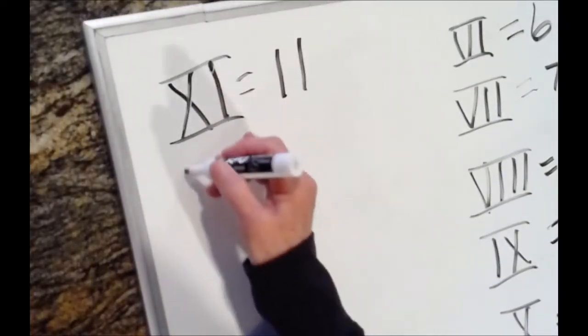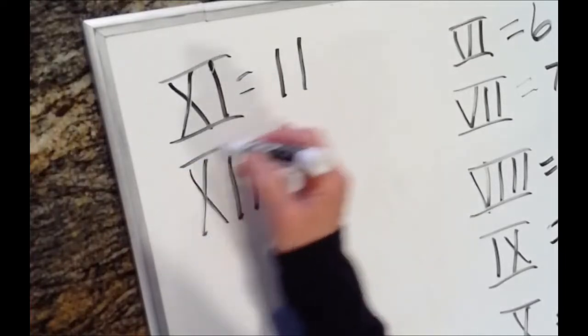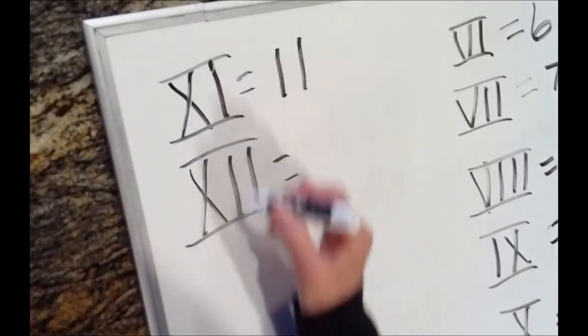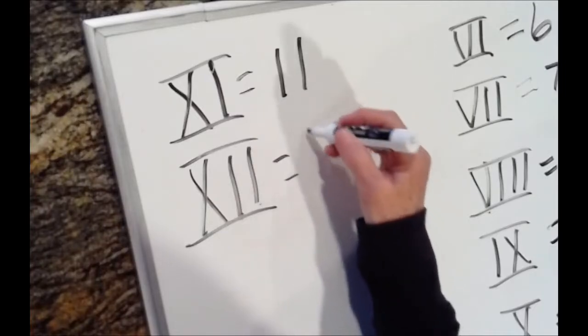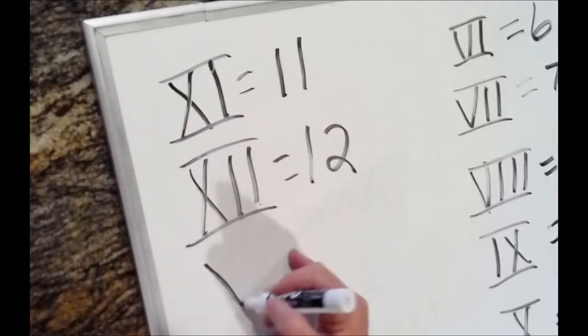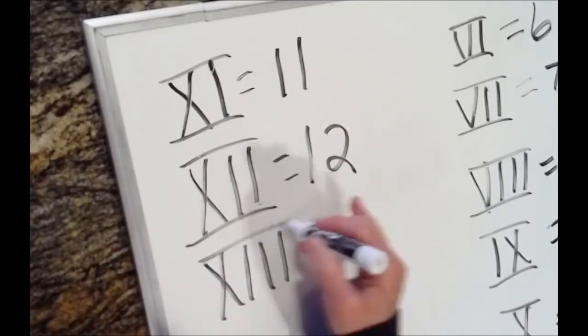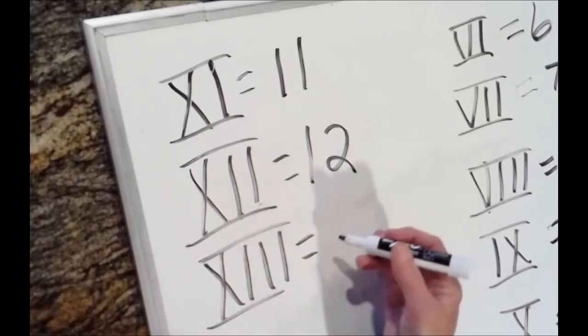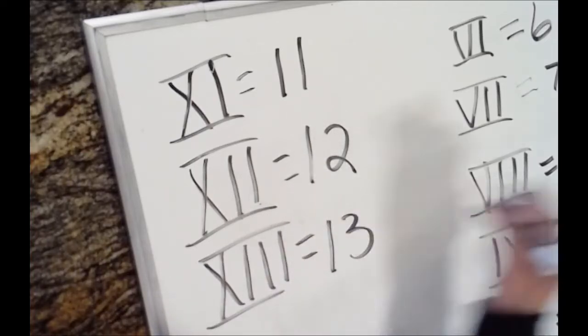11. So then we have it again for 12. Okay, whether or not you do the line size, that's up to you. We have 12. And then, of course, we have 13. And then, just like we did with our 4s and our 9s, we need to change it up.